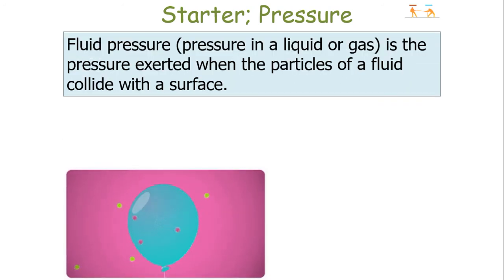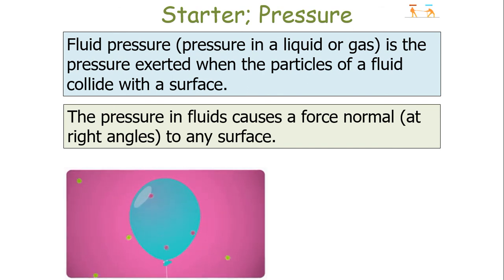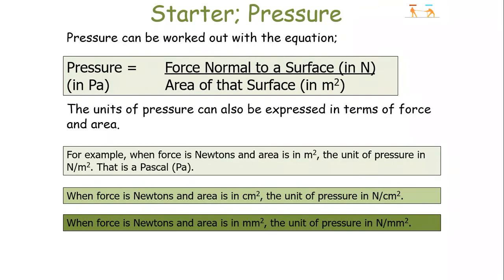So fluid pressure, which is just the pressure you would find in a liquid or a gas, is the pressure exerted when the particles of a fluid collide with the surface, and it will always cause a force normal, or at right angles, to any surface that it's in. Now we can work out the pressure with the equation: pressure in pascals is equal to force normal to a surface in newtons divided by the area of that surface in meters squared.